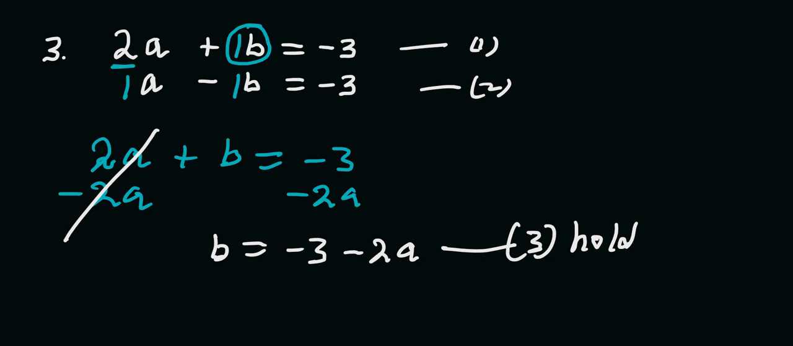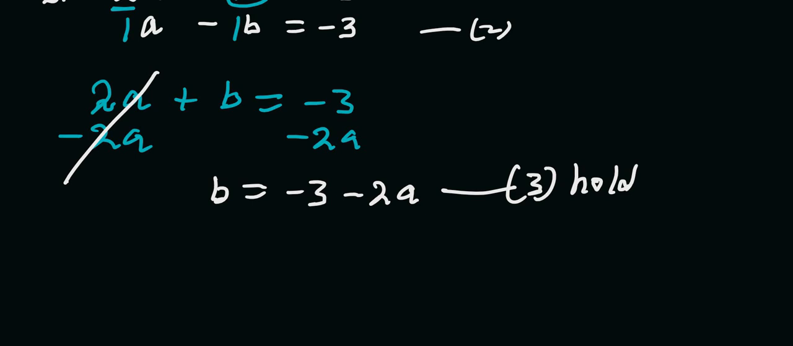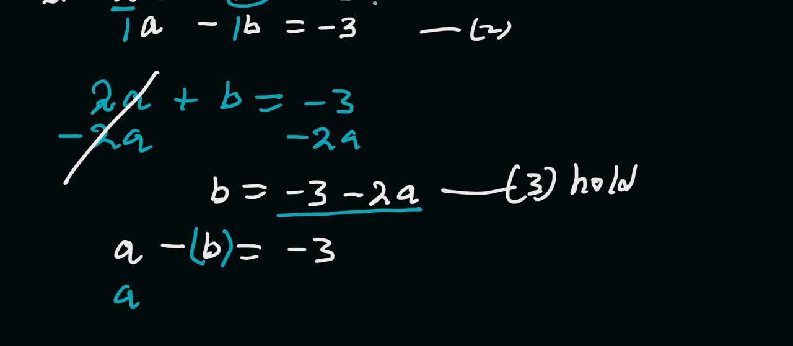So we can now continue with equation 2. Equation 2, we have a minus b equal to -3. But remember, we just found the value of b to be this in equation 3. So we are going to substitute this value into equation 2, into this b that we have here. All right? So that will become a minus, open parenthesis, -3 minus 2a, equal to -3.